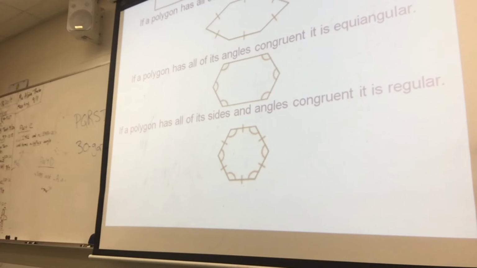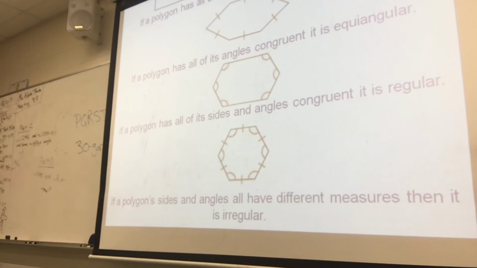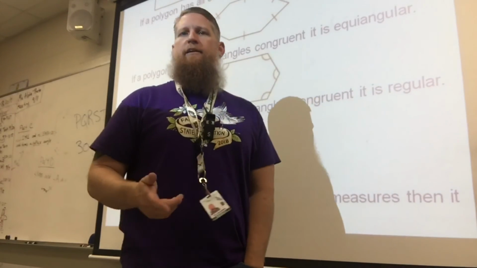All right, and then I don't have a picture for the one at the bottom, but then you got the irregular. Irregular is like everything is just a different measurement. Like all the sides are a different measurement, all the angles are a different measurement.